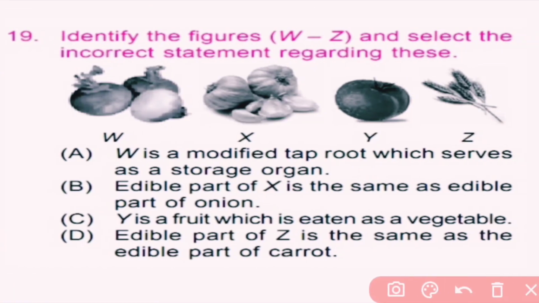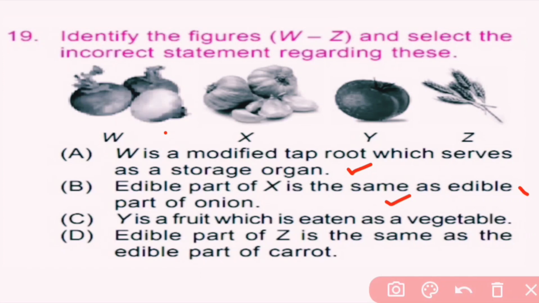Question number 19. Identify the figures W to Z and select the incorrect statement regarding this. So here W is beetroot, X is garlic, Y is tomato and Z represents wheat. Option A, W is a modified taproot which serves as a storage organ. Beetroot is a taproot. It is a correct statement. Option B, edible part of X is same as the edible part of onion. In both garlic and onion, modified stems are edible. So it is also a correct statement.